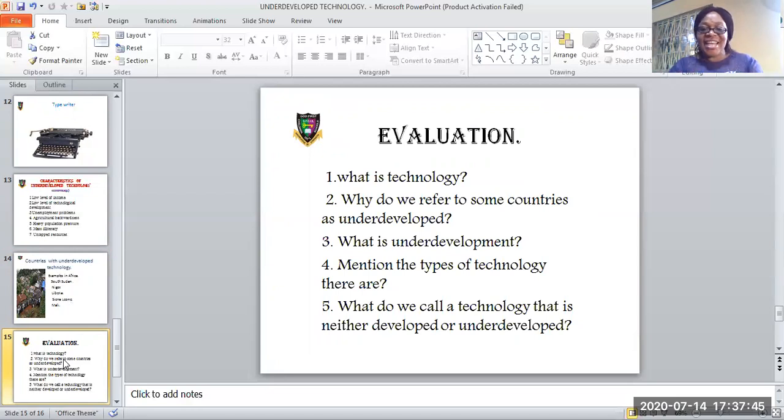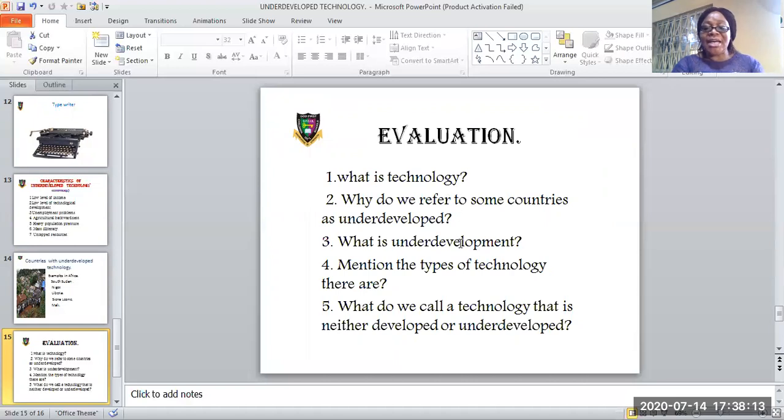What is technology? Why do we refer to some countries as underdeveloped? Technology is the means of doing things with scientific methods. We refer to such countries as underdeveloped because they are not using scientific methods to solve their problems.